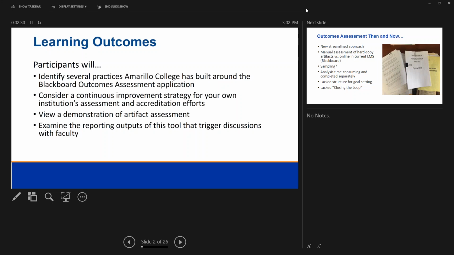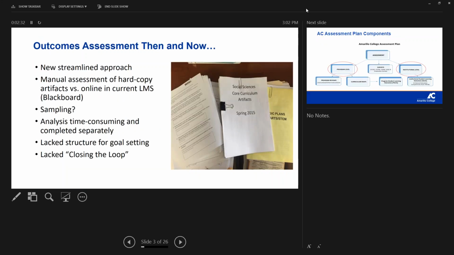Improvement in student learning. So for Amarillo College, our outcomes assessment then was, as you can see on the picture on the right, stacks and stacks of hard copy artifacts, and that might be maybe how some of you are still doing assessment.